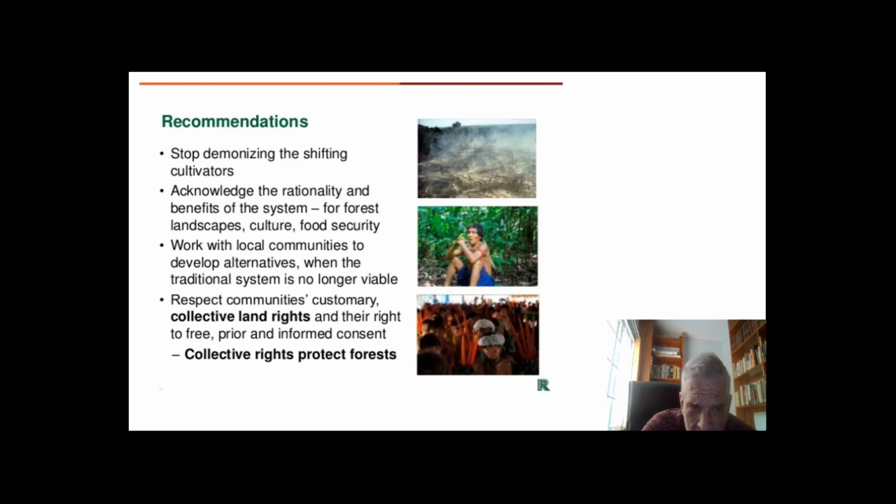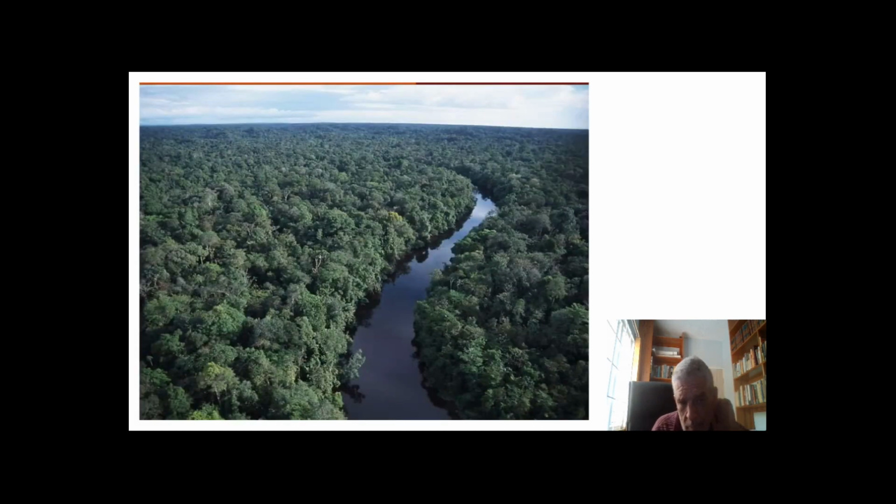Recognize they have land rights and don't simply burn the forests down. It says collective rights protect forests. So this is part of the Amazon. As I said, remember the Amazon includes Guyana.